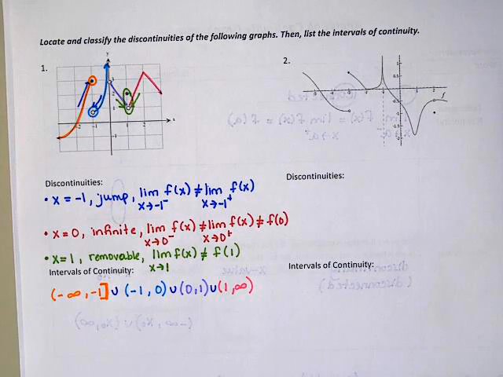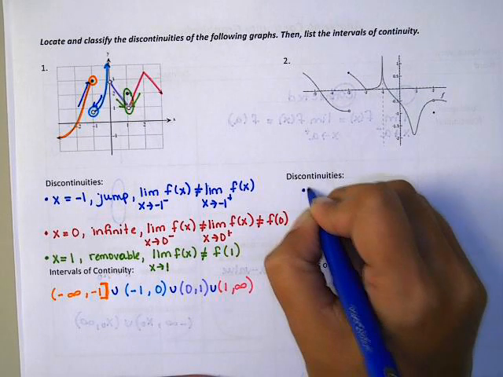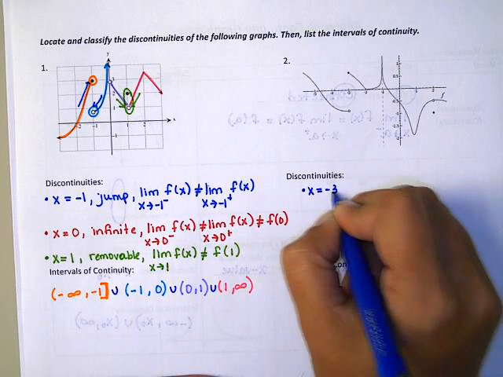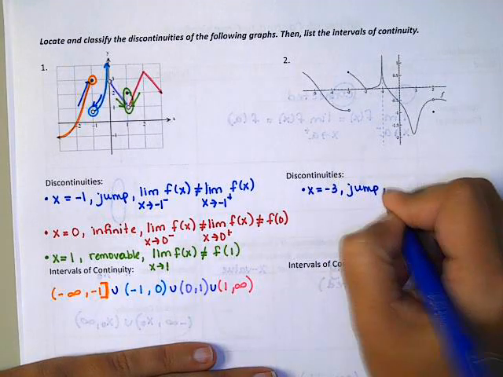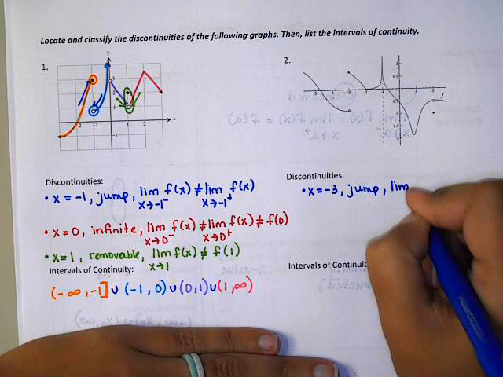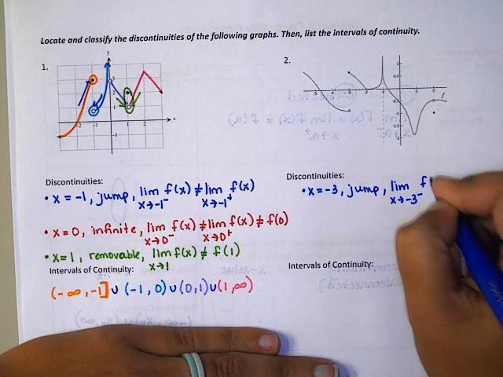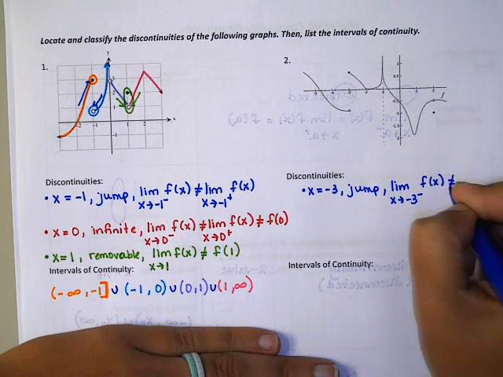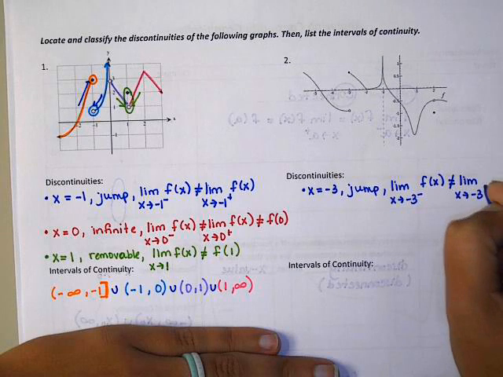For number 2, if I was looking for my discontinuities, my first discontinuity that I noticed on this graph was at x equals negative 3. I would classify that as a jump discontinuity, and I would say that it's a discontinuity because the limit as x approaches negative 3 from the left does not equal the limit as x approaches negative 3 from the right.